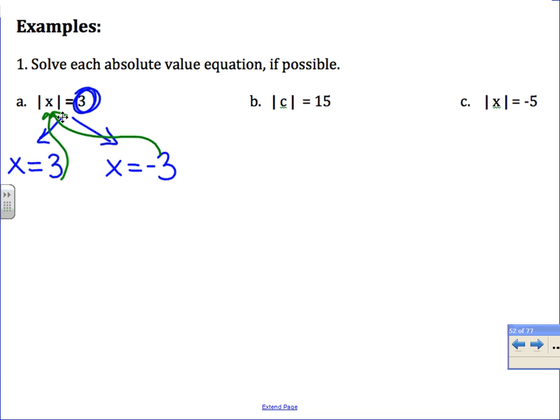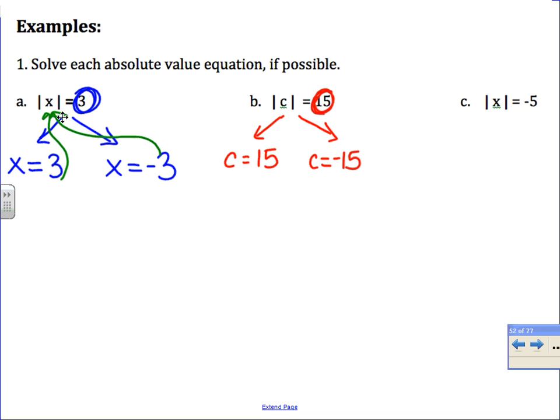Okay, let's go to letter B. The absolute value of C is 15. So ask yourself, is it in the form the absolute value of something is equal to a number? It is. So split it up, get rid of the absolute value symbol, make this 15, one of them positive and one of them negative. So your two answers there are 15 and negative 15. If you plug them back in, the absolute value of 15 is 15, and then the absolute value of negative 15 is positive 15.